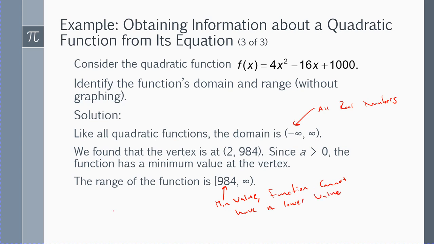So we were able to determine the domain. The domain of a quadratic function is always all real numbers. Okay, and the range here is going to be 984 to infinity. And now what's interesting, if it has a maximum value, so suppose the max had been 984, it would have been negative infinity to 984. I think I said 948, but 984. All right.